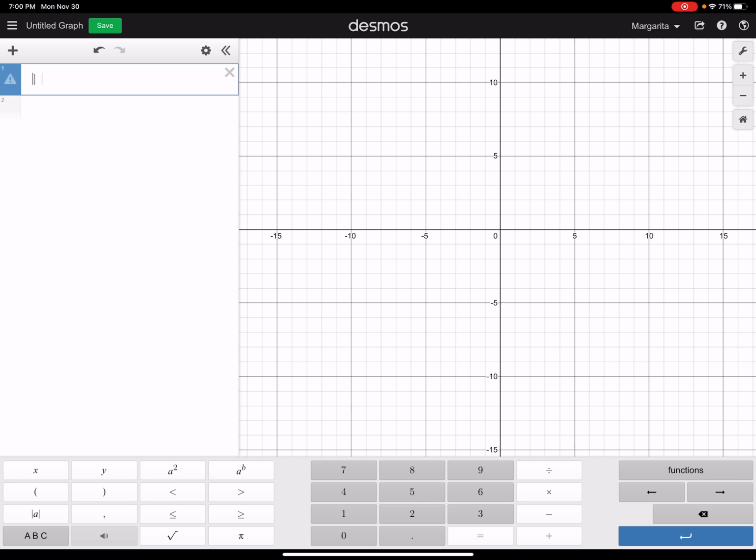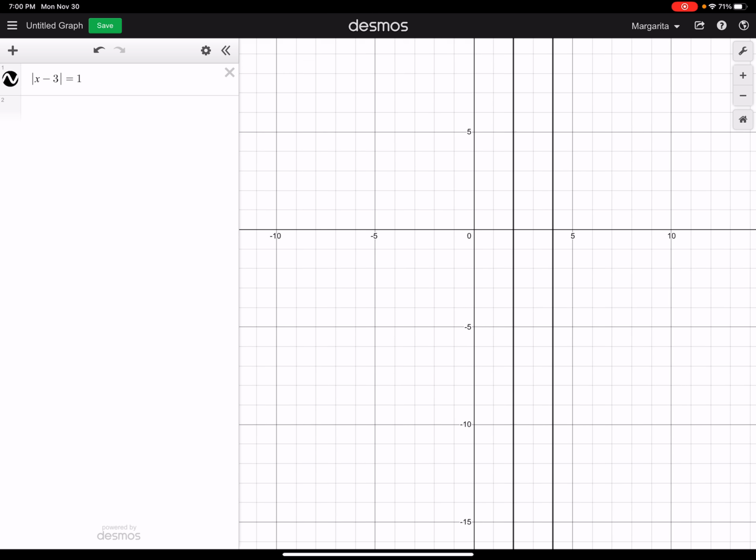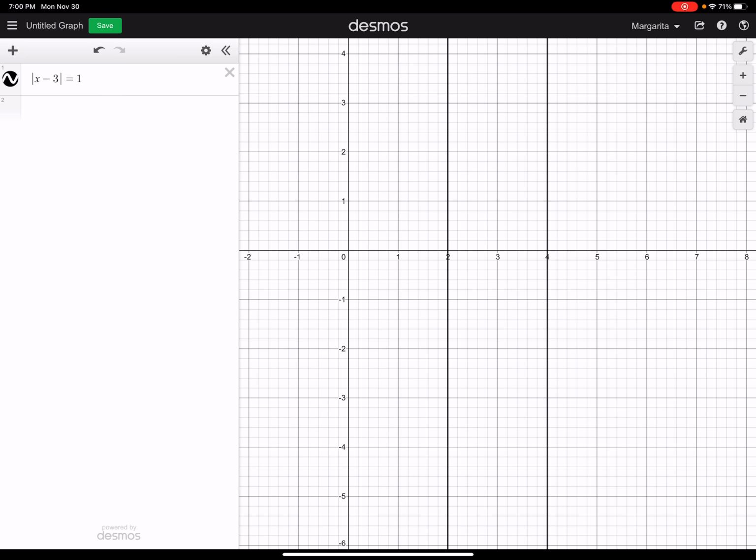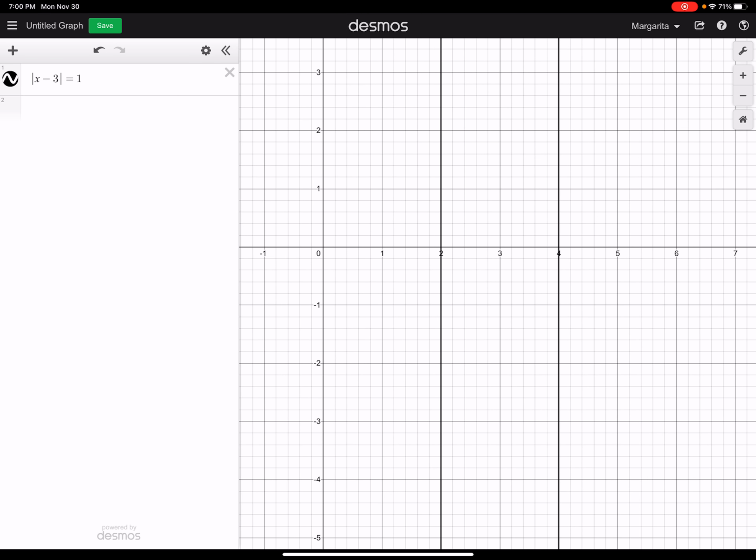Here's the absolute value bar, right? It's right above the ABC. That's x minus 3. And then make sure you get out of the absolute value bar before you put the equals 1. And what Desmos is going to do is just going to draw two vertical lines. And what you need to do is just figure out where it crosses the x-axis. So you can zoom in.